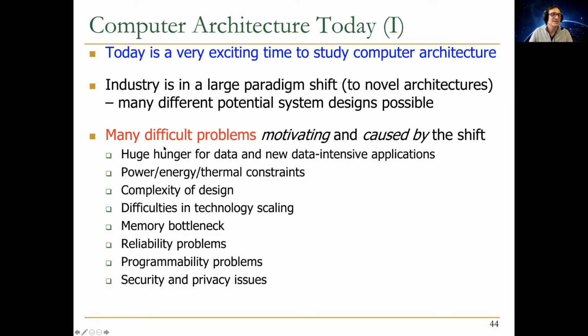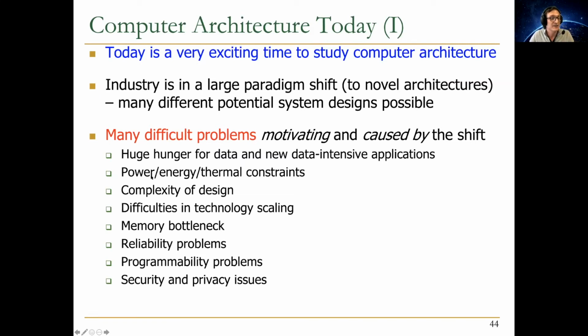And this shift is really motivated by many difficult problems. And also, it's caused by the shift as well. So we have many difficult problems motivating the shift. We have many difficult problems caused by the shift at the same time. So we would like to solve all of those problems. And I've written some examples over here. I'm not going to talk about all of these. I'm going to give you some examples in these lectures that you will see. But clearly, we have a huge hunger for data and new data-intensive applications, hopefully for the good.